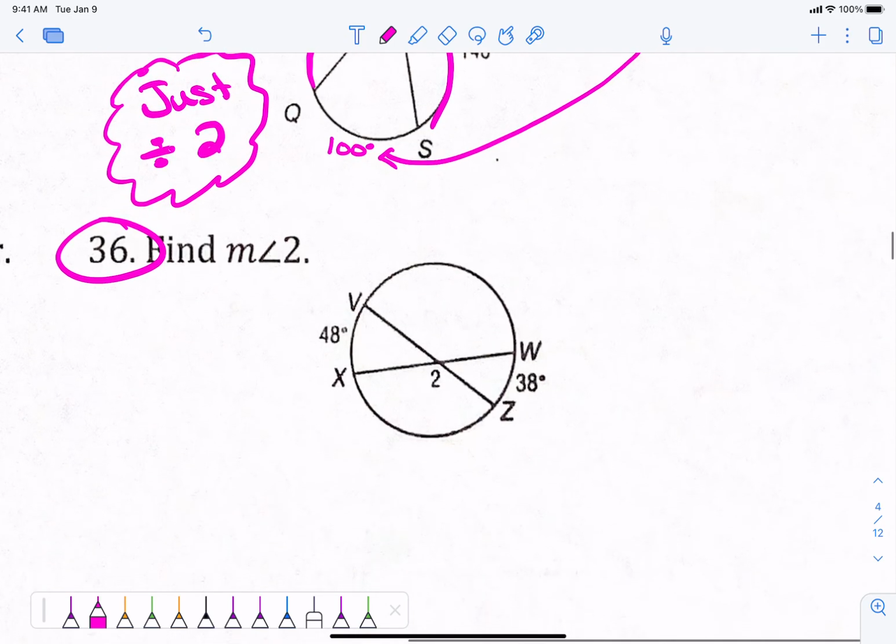Okay, all right, 36. 3 left. We got 5 minutes. We got 3 left. Let's go.